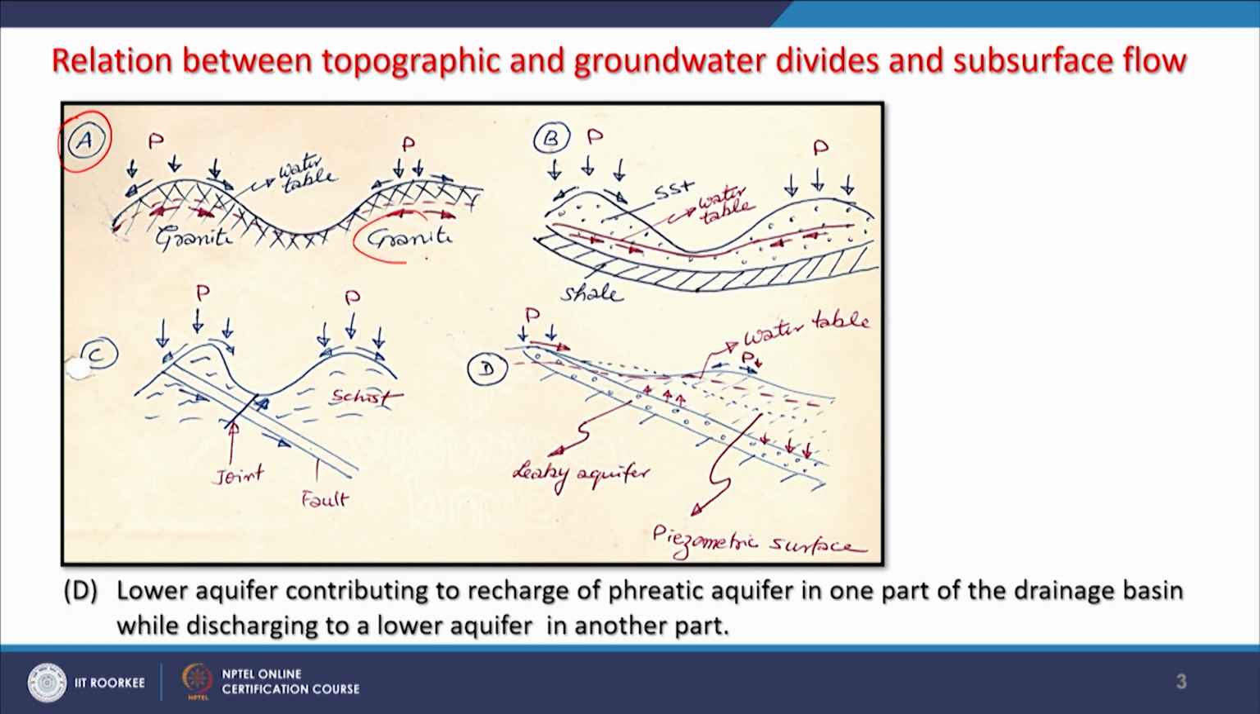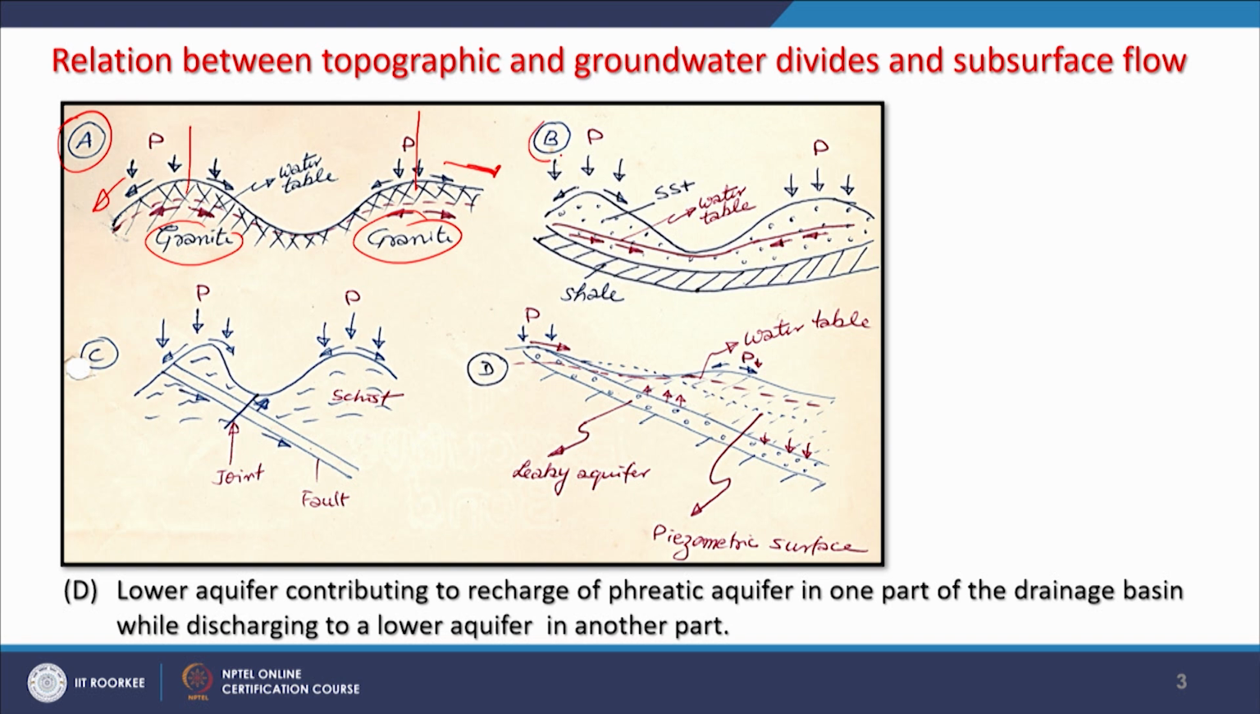So, in the bottom you have the granite, and in this example, because of these two humps, the basin boundary would be here. Whatever water falls here will come here, and whatever water falls there will go on the other side. Similarly, as I mentioned, the water table will follow more or less the undulating topography. And this is a completely granitic terrain, the top part may be weathered, fractured.